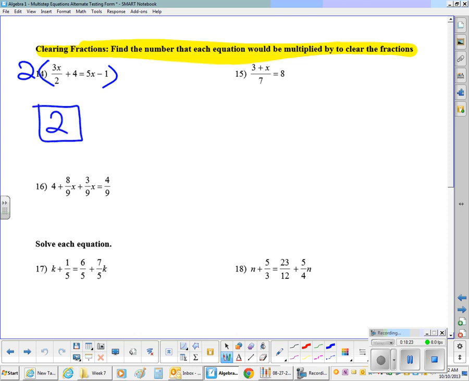Number 15, we have a 7 in the denominator. So we would multiply both sides by 7. So my answer is 7. Again, they're not asking you to solve. They're asking you what number you would multiply by. The number for number 16, what are we going to multiply by? 9, yes. So I'm going to say my answer is 9.